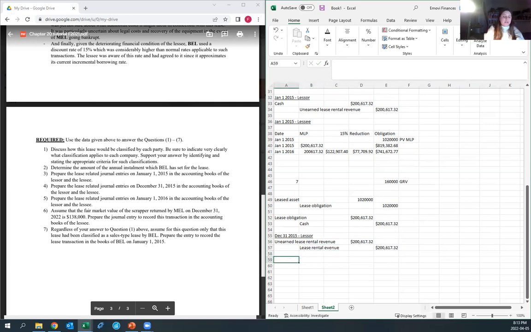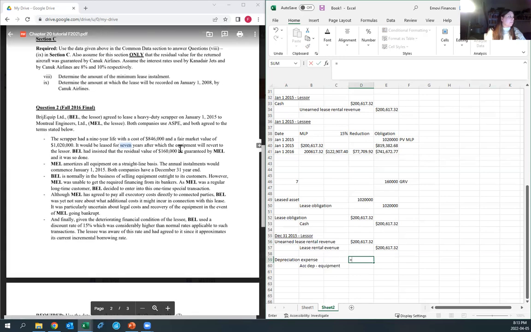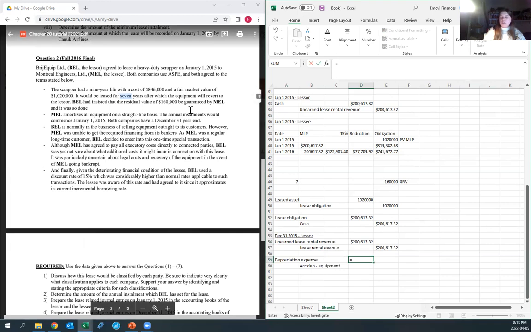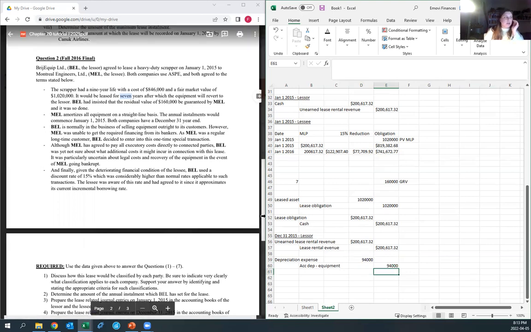And they're going to depreciate their asset. The asset is going to be the cost of $846,000 divided by the useful life of 9 years. So for them, it's like normal. There's nothing special because of the lease agreement. They just do it as they did before.